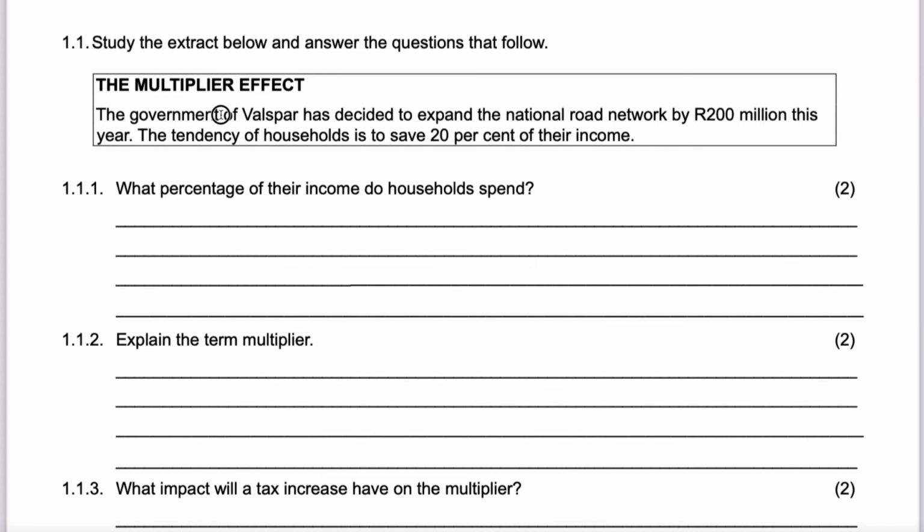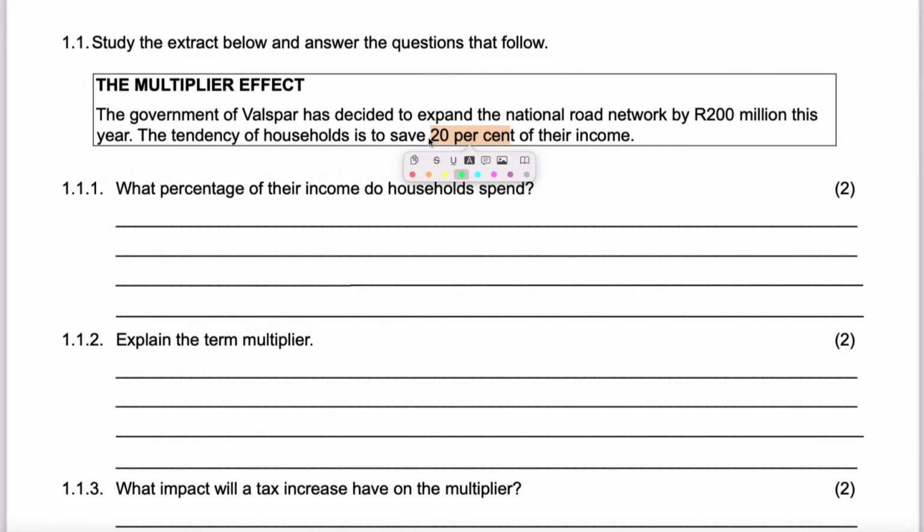Okay, so it says the government. So already we know decided to expand national road by injecting 200 million rands. So this is G first and foremost, and G is one of our injections, because we said J is equal to G plus I plus X. So this is an injection, okay? So we expect this injection to multiply. And it multiplies by how much? Well, the answer is, what is the tendency of households? How much are they willing to spend? So they are willing to spend 80%. As I see here, they save 20%.